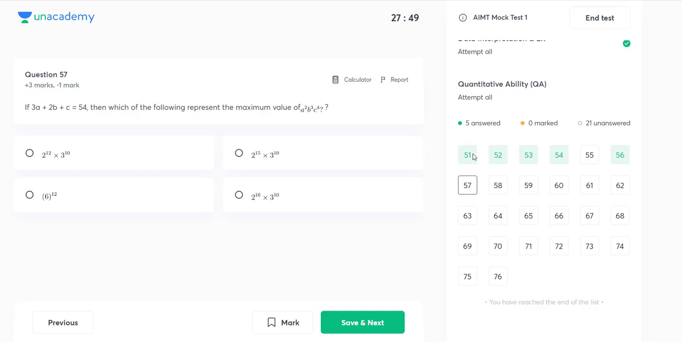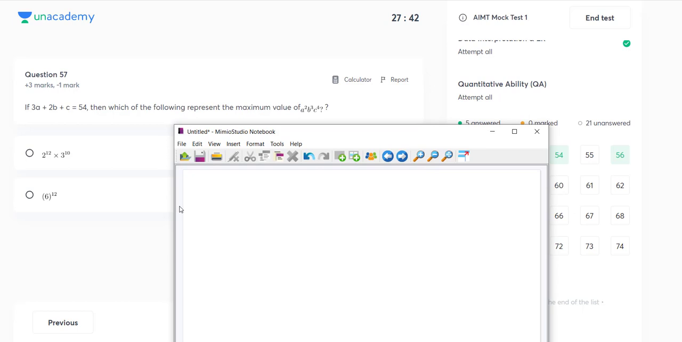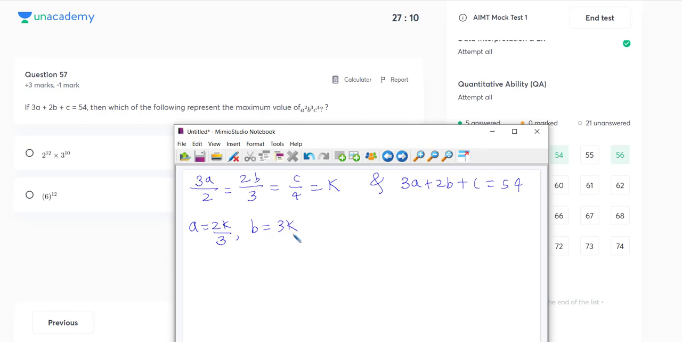Now the next question over here, again this is a very easy question. Look here, if you know the concept. So we know that 3a plus 2b plus c is equal to 54. To get the maximum value of this, what we need to do is 3a divided by power of a is equal to 2b divided by power of b is equal to c divided by power of c is equal to k. We need to solve this along with 3a plus 2b plus c is equal to 54. If we solve this, we will get a is equal to 2k by 3, b is equal to 3k by 2, and c is equal to 4k.